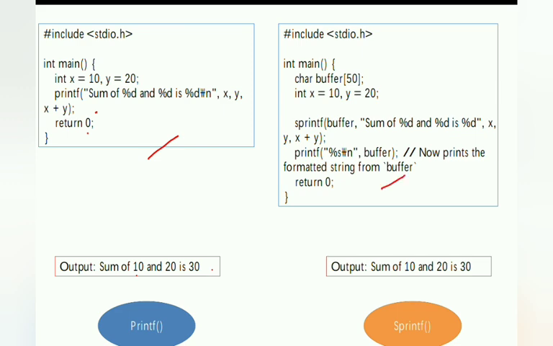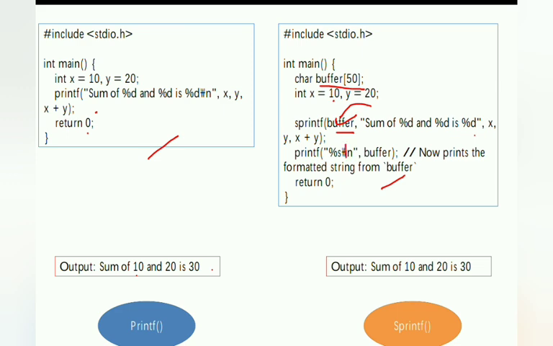Whereas in sprintf, we are considering a buffer of characters. The size of the buffer is 50 characters, and the format is sum of %d and %d is %d. That is, the sum of 10 and 20 is 30, which is initially written to the buffer. So it will be stored in the buffer. The sum of the two variables will be stored into the buffer. Then, using printf, we can print the value stored in the buffer onto the output screen. So it will print the formatted string from the buffer variable onto the screen.